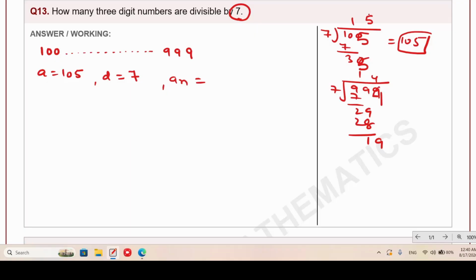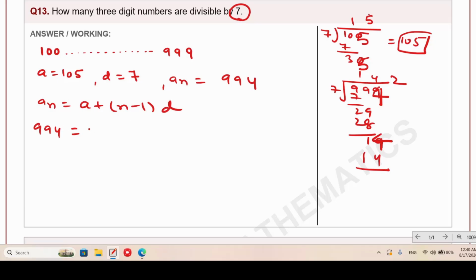So if this is 4, this will also be 4, then it is divisible. 7 2s are 14, which means 994 is divisible by 7. So for N we have A, we have D, now put the formula. An is equals to A plus N minus 1 into D. So 994 is equals to 105 plus N minus 1 into D, which is 7. So 994 minus 105 upon 7 is equals to N minus 1.